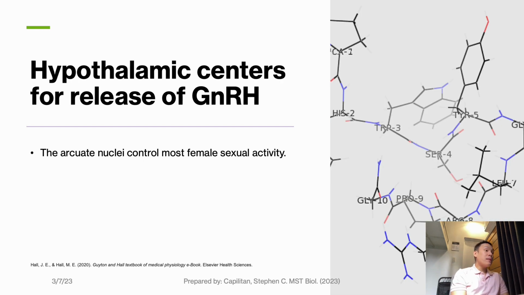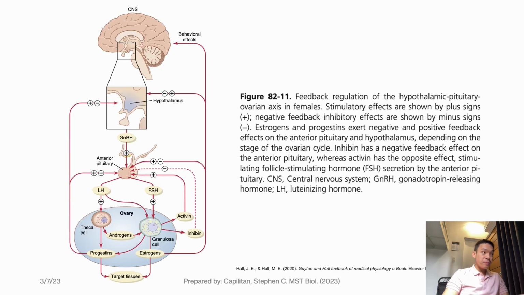The hypothalamic centers for release of GnRH, with the arcuate nuclei, control most of your female sexual activity. This is a feedback regulation of the hypothalamic-pituitary-ovarian axis in females, with stimulatory effects shown by plus signs, okay? And negative feedback inhibitory effects shown by minus signs.